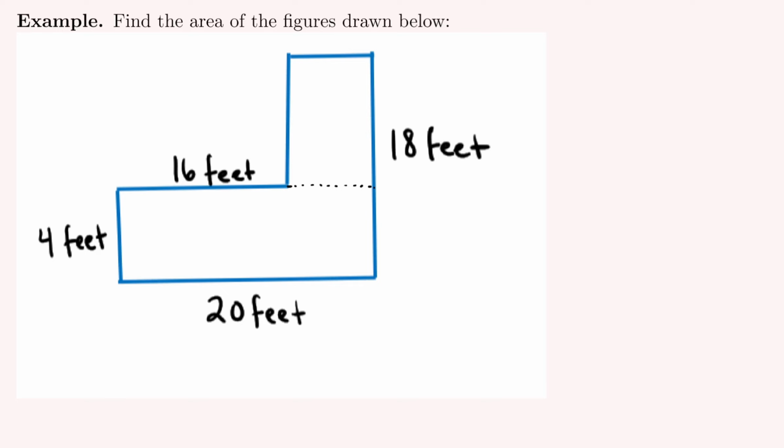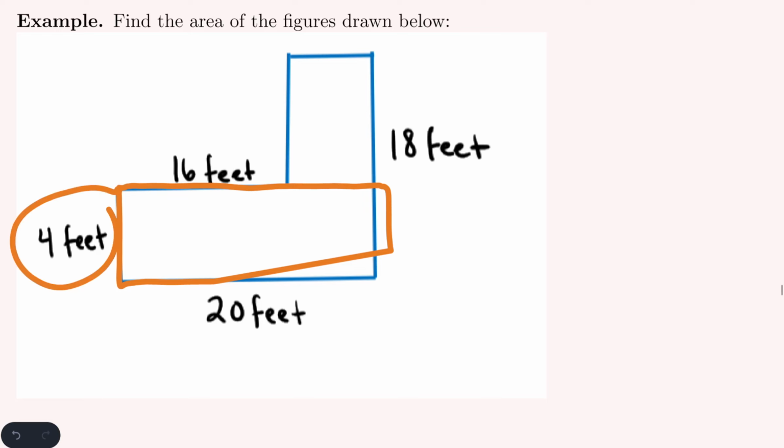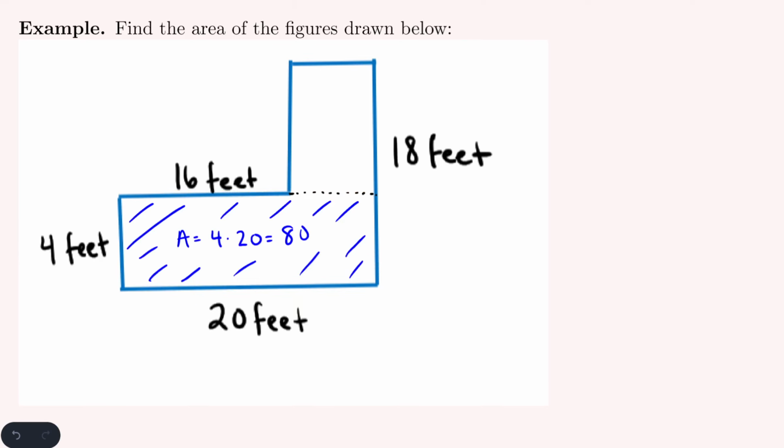In order to find the area of the horizontal rectangle, all I need is the length and the width, because we know area is length times width. And for this one, we actually have the width is 4 and the length is 20. So I could find the area here, and it would be length times width, 4 times 20 is 80 feet squared.